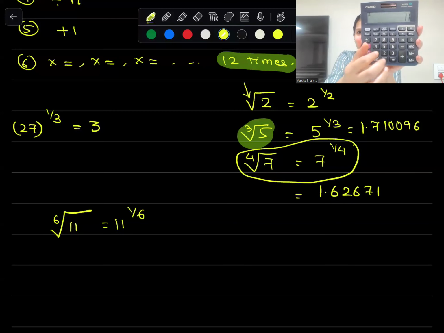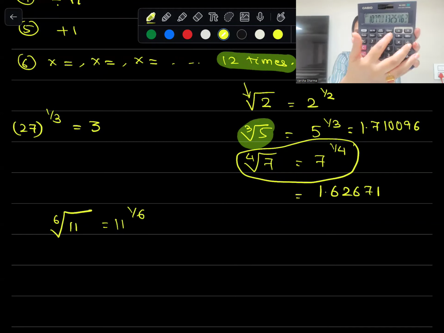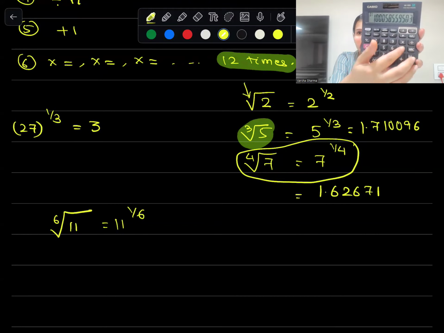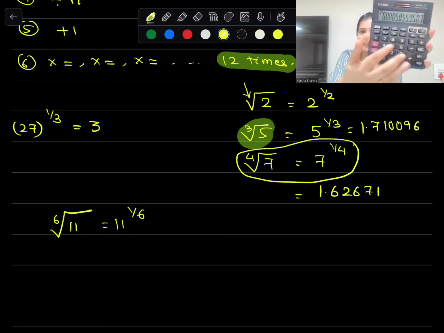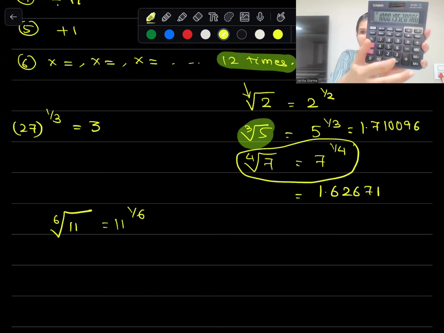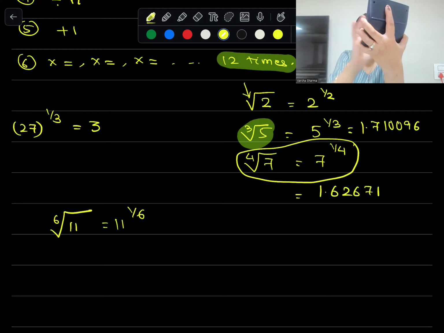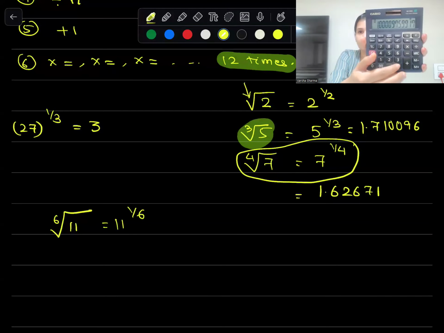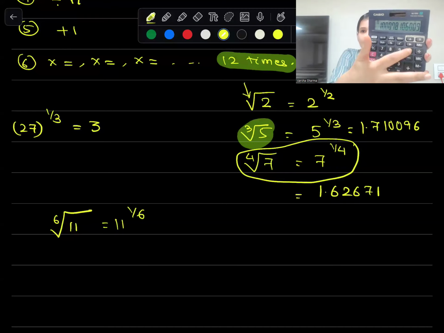Okay. So 11. Subtracting 1. Divide by 6. Adding 1. Now multiply 12 times.